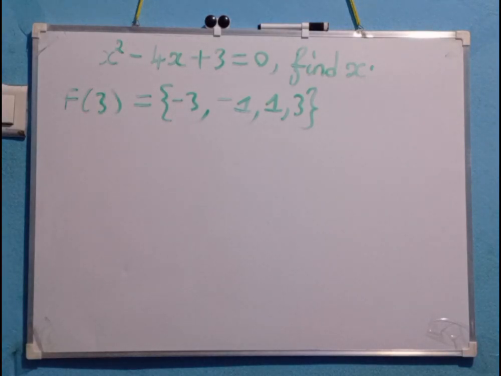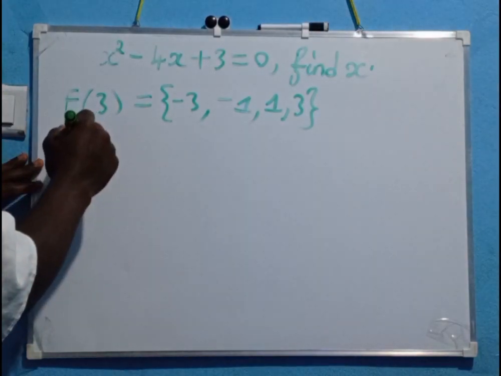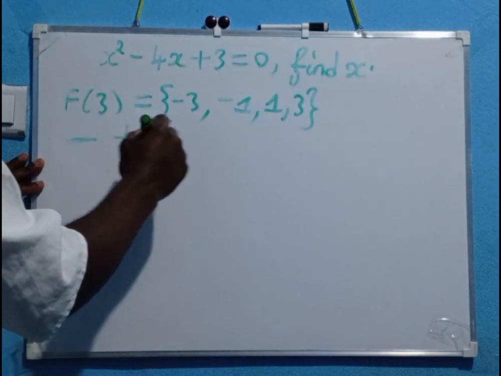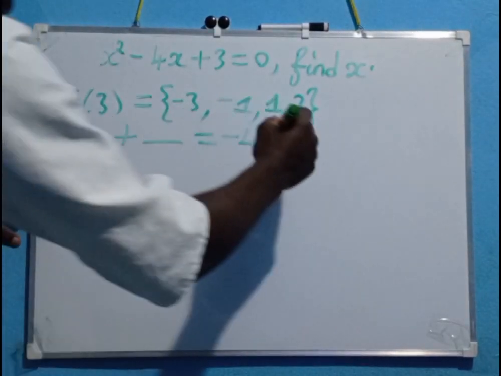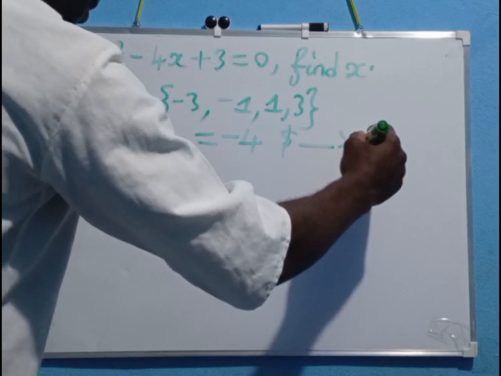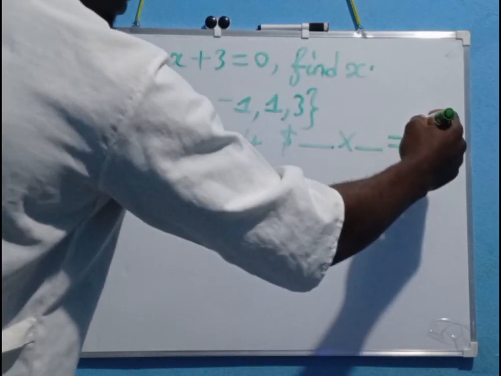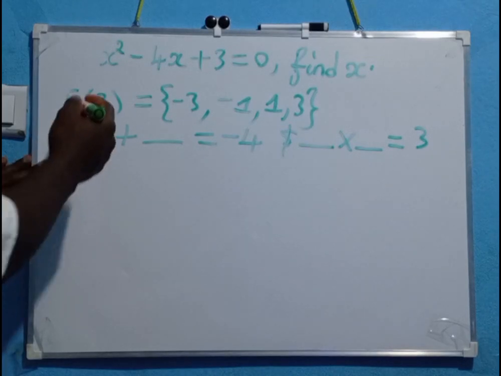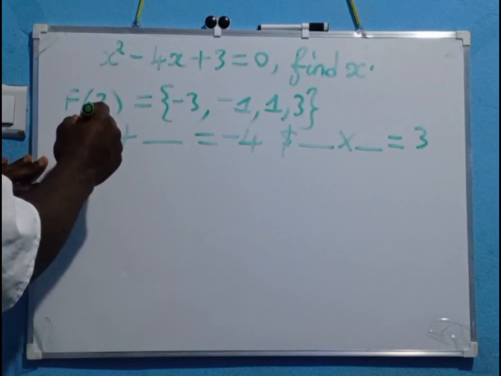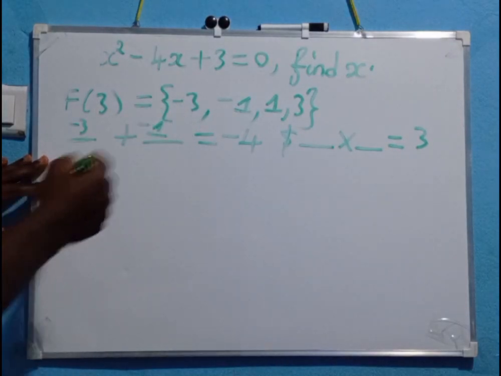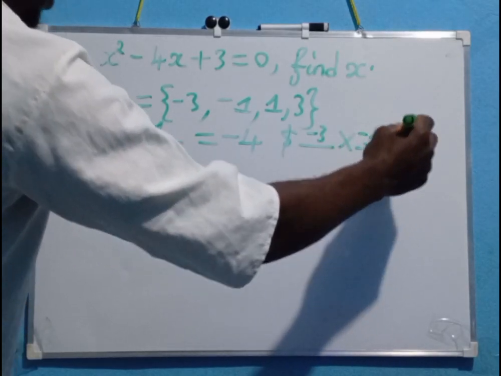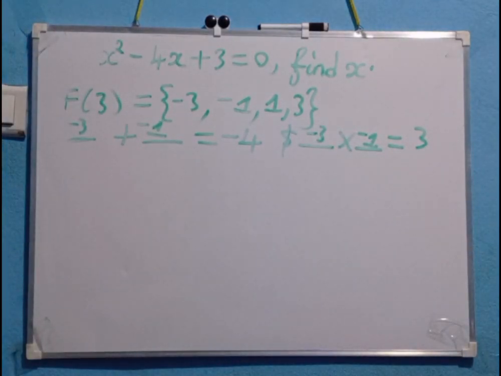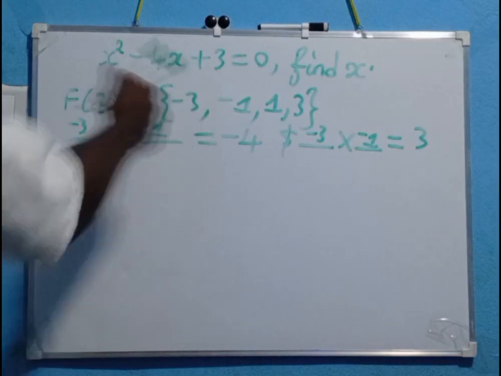The next step, we are going to find two factors of 3 such that when you take the sum of the two factors, it is equal to negative 4, the coefficient of x, and when you take their product, it is equal to the constant term 3. Looking at F3, if we take negative 3 minus 1, it gives us negative 4. If we take negative 3 times negative 1, it gives us positive 3. Therefore, we are going to make use of the factors negative 3 and negative 1.